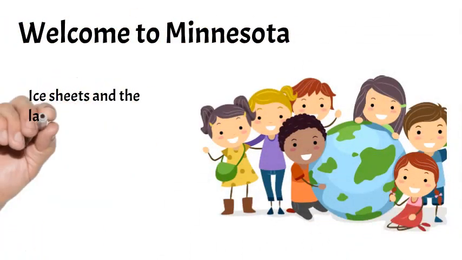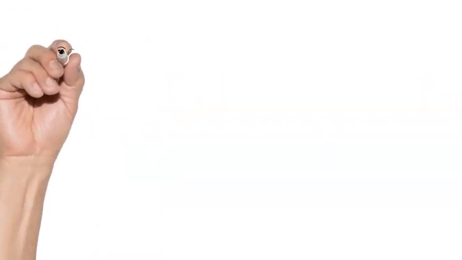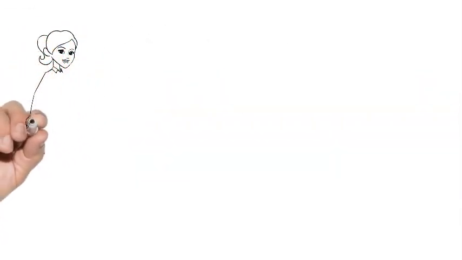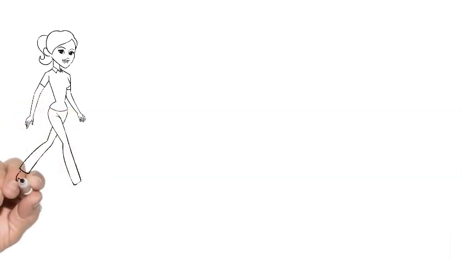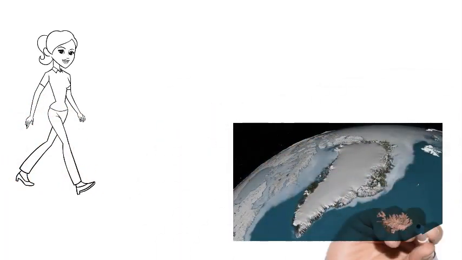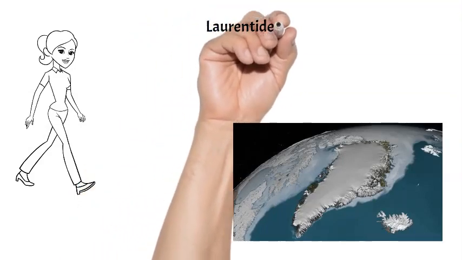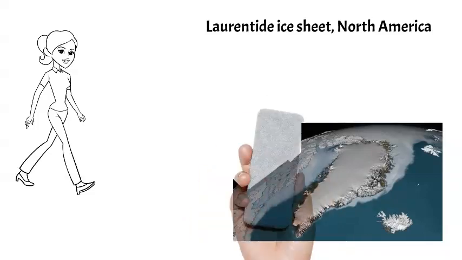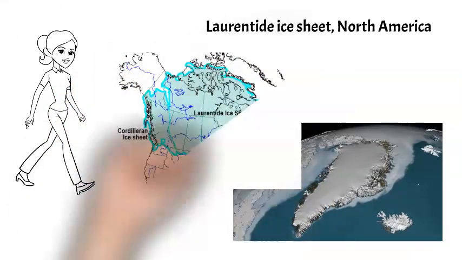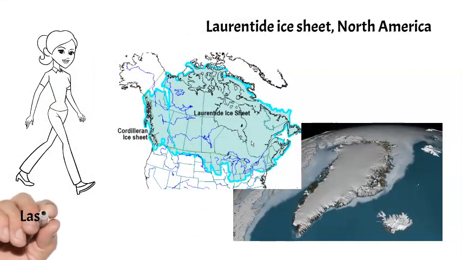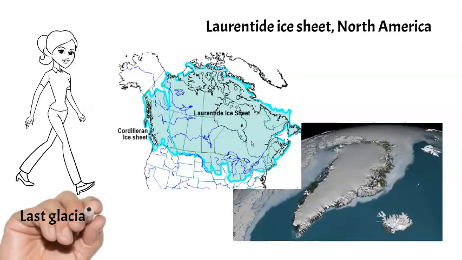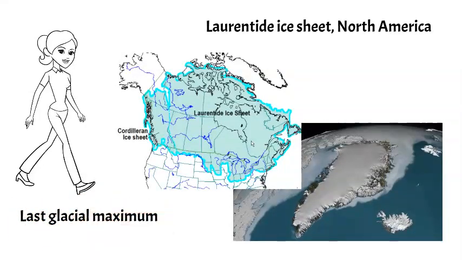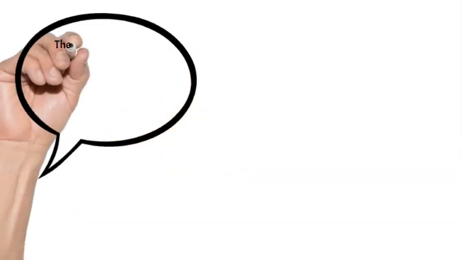We're going to look at a case study of an ice sheet and the landforms that they create. Ice sheets are huge. They are continental scale ice deposits. At the moment, the best example is the Greenland ice sheet. But in the past, this was part of a much bigger ice sheet called the Laurentide ice sheet that covered Canada and parts of North America. And this was part of the last glacial maximum, up to 15,000 years ago.